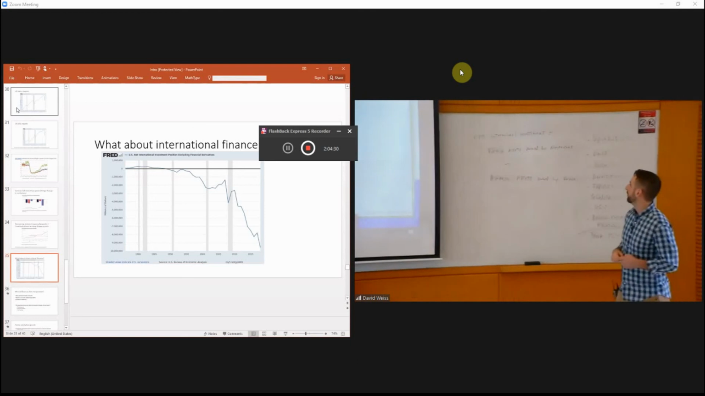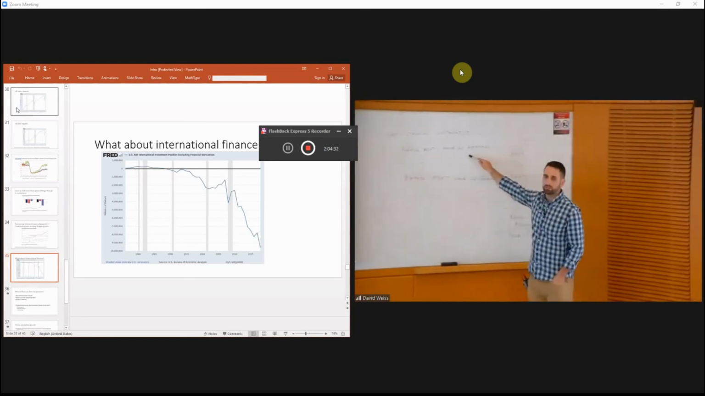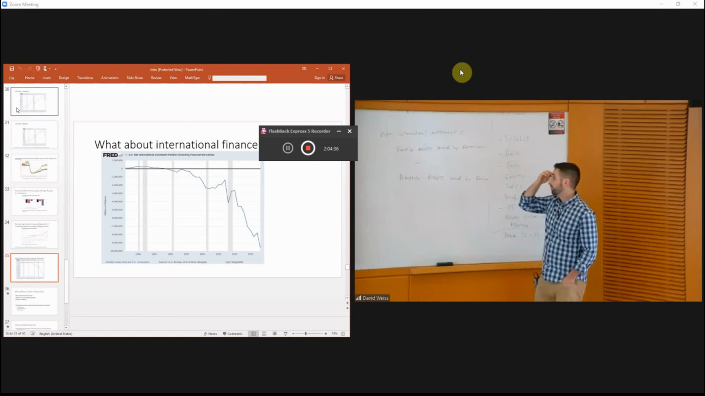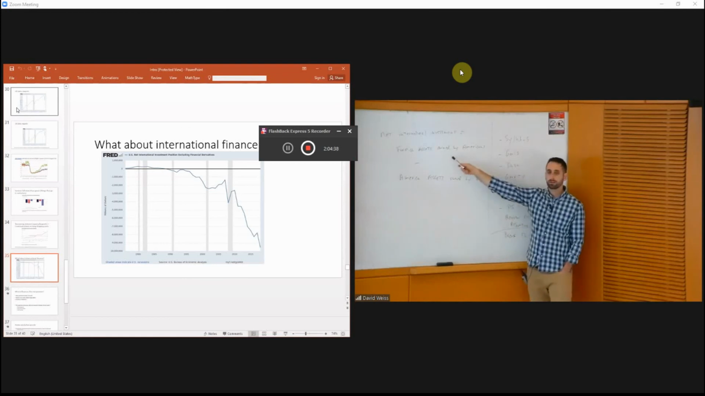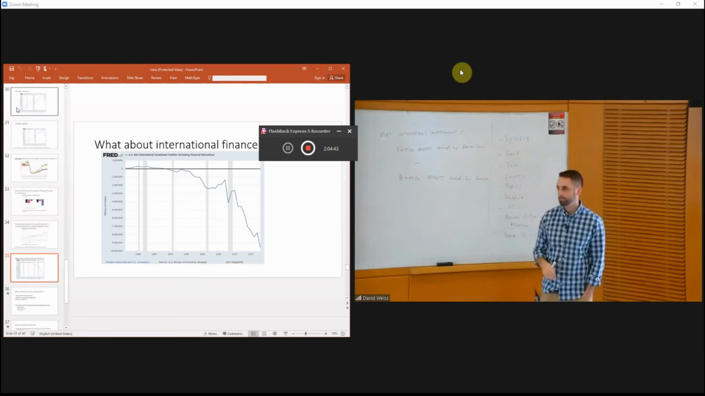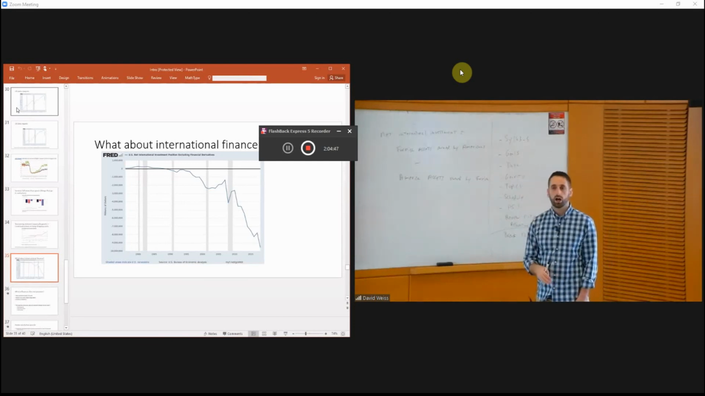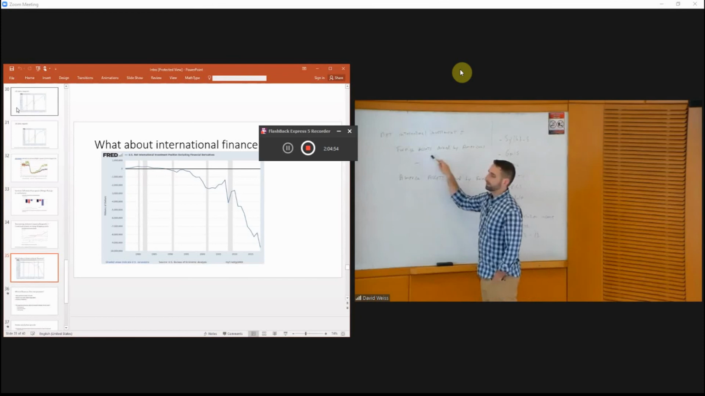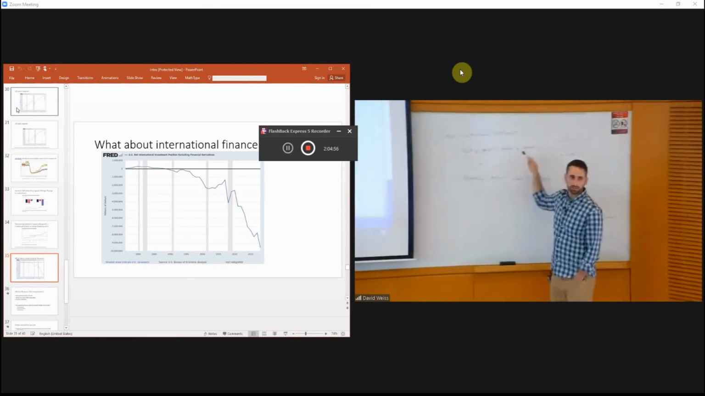The value of foreign assets owned by Americans, less American assets owned by foreigners. So, assets owned by Americans: let's pretend that I never came to Israel, that I stayed in Philadelphia, Boston. I'm an American living in America. I bought stock in an Israeli company. That's a foreign asset. It's an Israeli stock that is owned by an American.